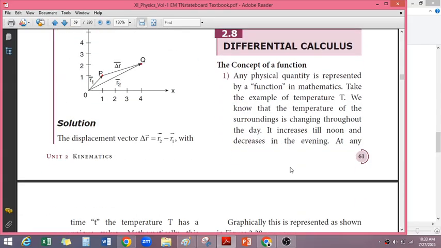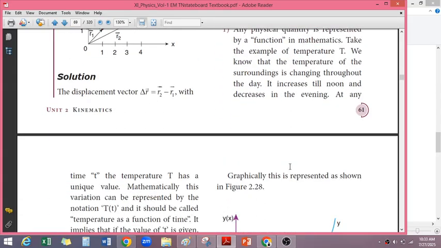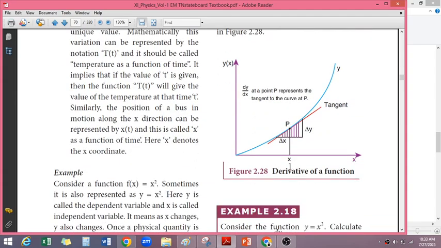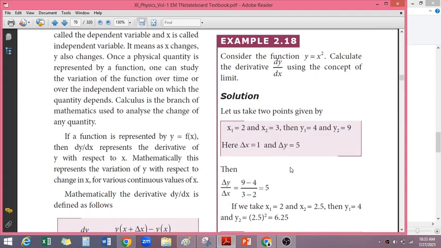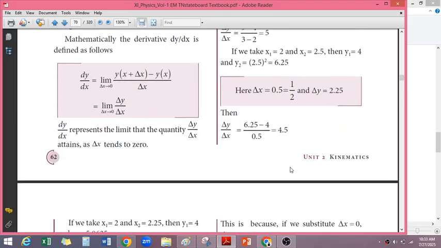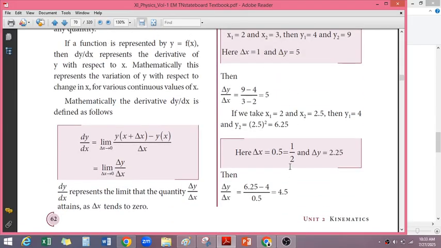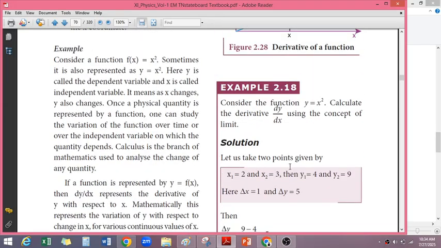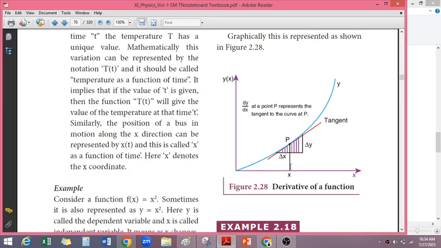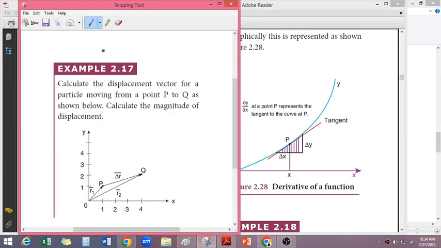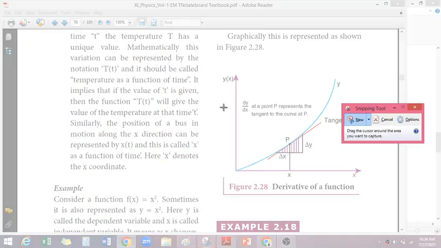Go through all these things. Differential calculus in your maths also you'll be studying this, right? So dy by dx basically represents the slope of the curve. Okay, so maybe I can give a small explanation here.